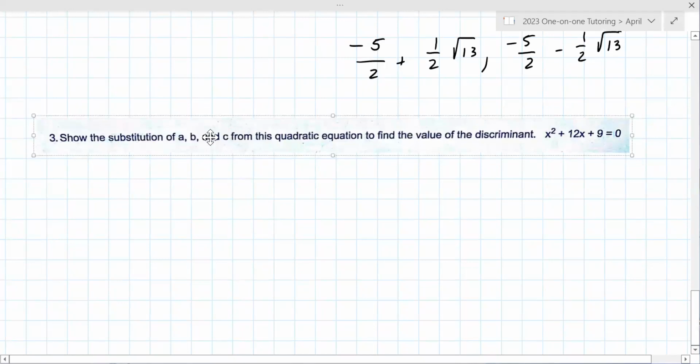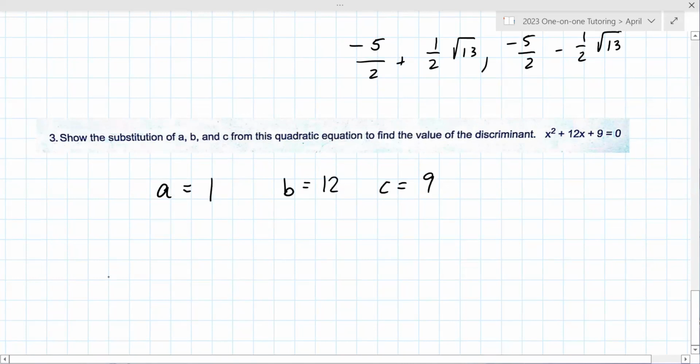Let me know if we can move on to question 3. Yeah, I'm ready. Just let me box my answer because it helps me. Yeah, I'm ready now. All right. Can you tell me the values of A, B, and C, please, in this quadratic equation? Okay. So A would be 1. Good. B would be 12, and C would be 9.